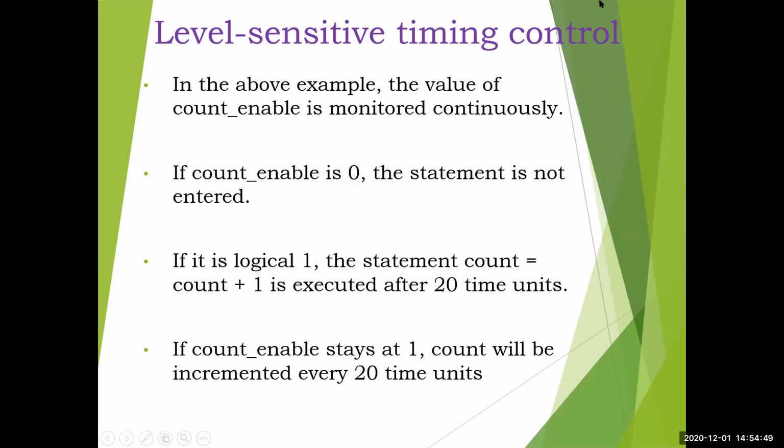With this we have completed the timing controls in behavioral modeling. Just to recall what we have learned, there are 3 types of timing controls: delay based timing control, event based timing control, and level sensitive timing control. In delay based timing control, you have 3 subtypes: regular delay control, intra-assignment delay control, and zero delay control. Hope it is clear.